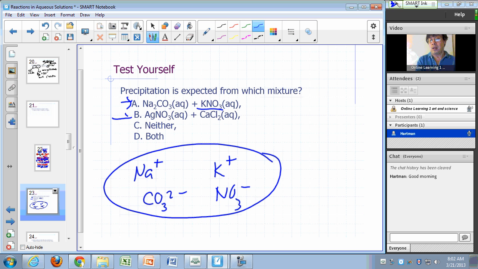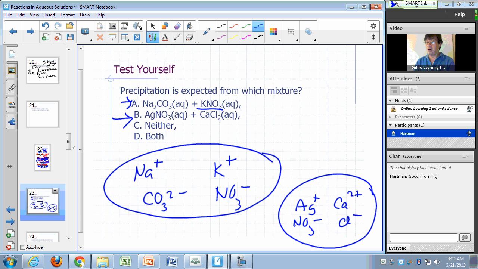And for the second one, you have silver ions and nitrate ions in solution, calcium ions and chloride ions also in solution. If you mix all of these ions together, can you form something that is insoluble in water? Do you need a refresher on your solubility rules?